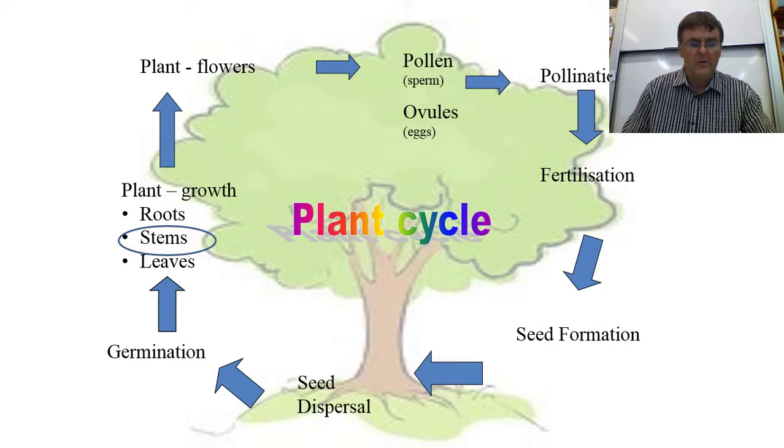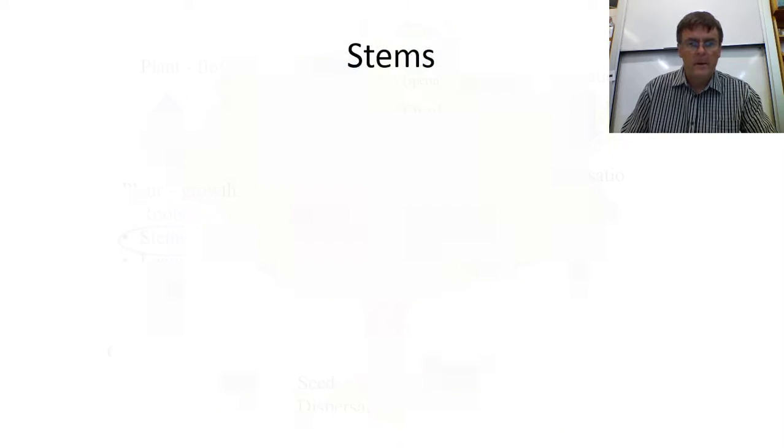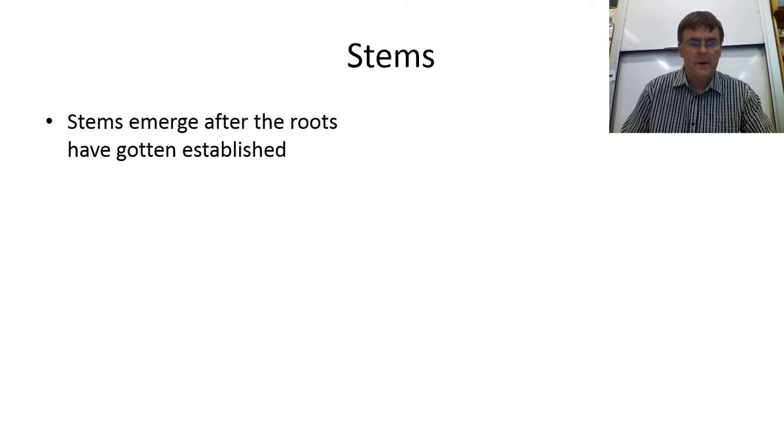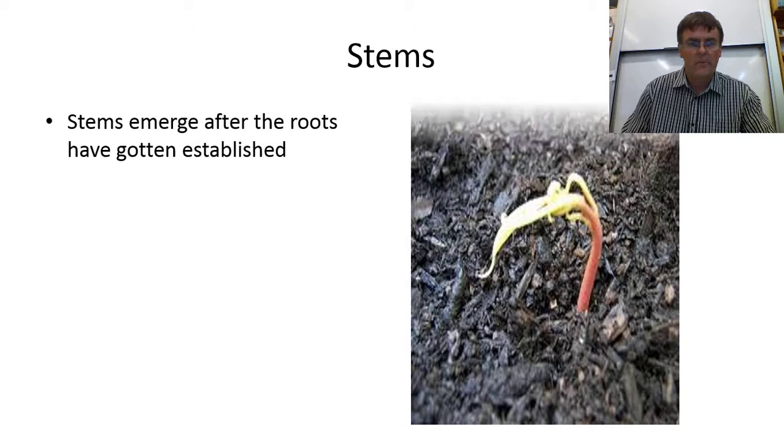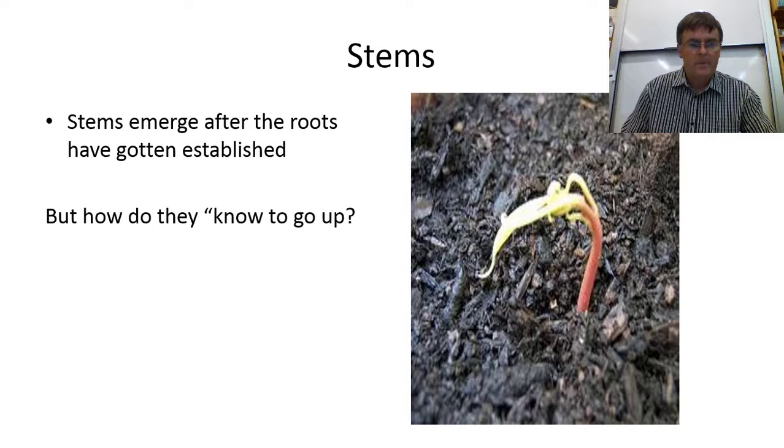So, what's next? Stems. What are stems? They come out next. The roots have become established in the soil, providing the food for the plant, and then the stem pokes itself up through the soil. Once again, how does it know to go up? Similar to roots, take senior bio and we'll learn about it there. But they always go up.